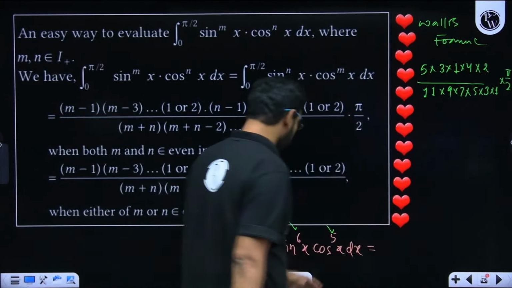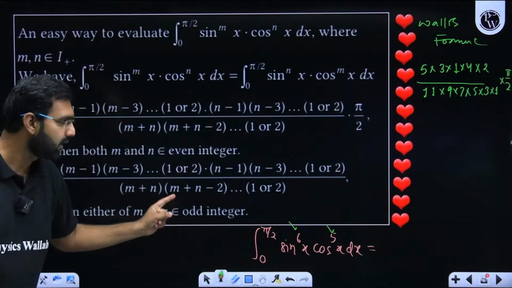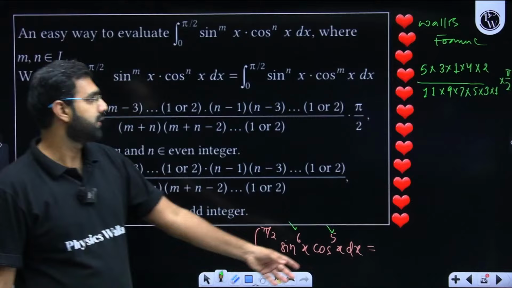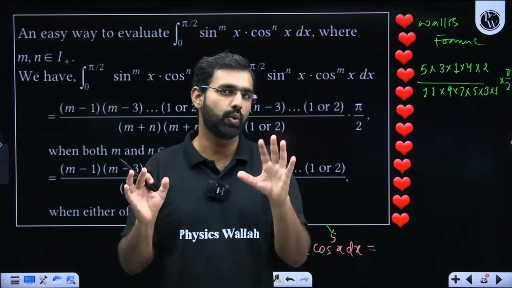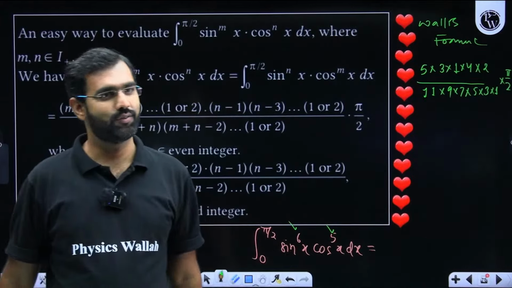Sir, what if both of them are even? In that case, the same logic you apply with m and n, but you don't append a pi by 2 there. But if one of them is odd, then you append a pi by 2 there. That's the only difference. Did you all get that? Can I move ahead from here? Yes. It's fire.